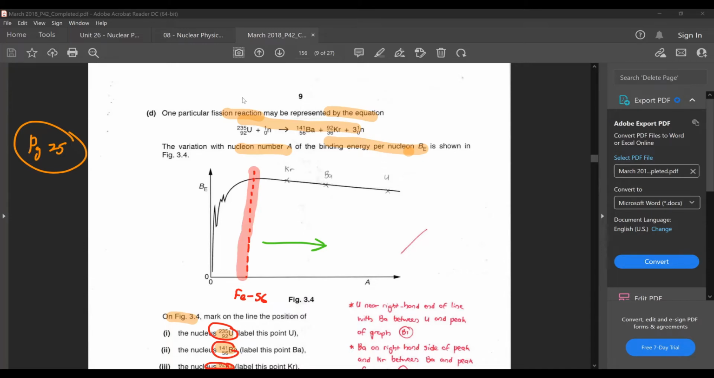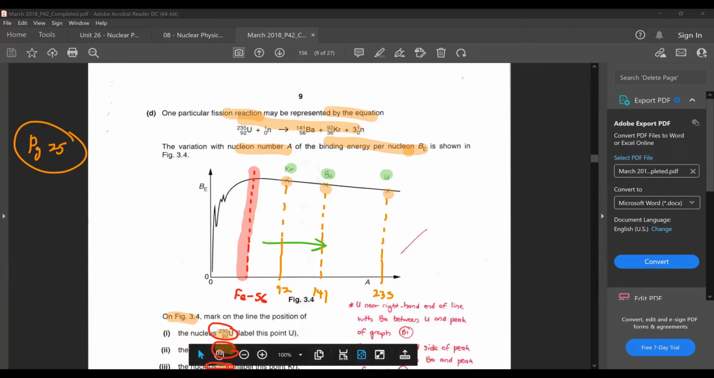Okay, so uranium-235 will probably be at this edge here. This one will be 235. Barium-141 is slightly less. It will be over here. And then after that, krypton-92 will be somewhere over here. Okay, so you're supposed to indicate the positions around here, and label them according to the elements, uranium, barium, and krypton. Okay, so this is the easiest one to see when it comes to binding energy per nucleon graph. Okay, so this is one.